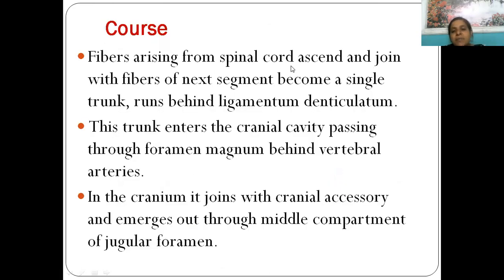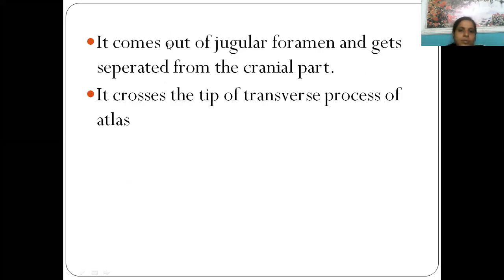Fibers arising from the spinal cord ascend and, along with fibers of the next segment, become a single trunk. They run behind the ligamentum denticulatum, which is nothing but the extension of pia mater. This trunk enters the cranial cavity passing through the foramen magnum, as I have just shown. Then in the cranium, it joins the cranial accessory and comes out through the middle compartment of the jugular foramen, and it gets separated from the cranial part.